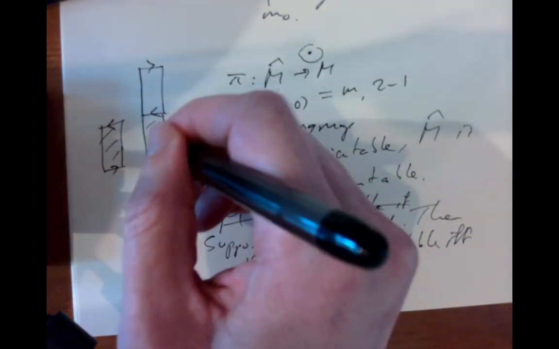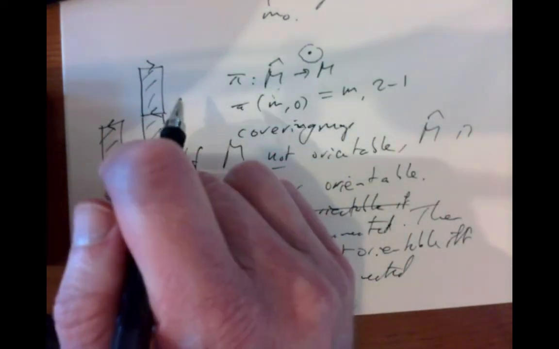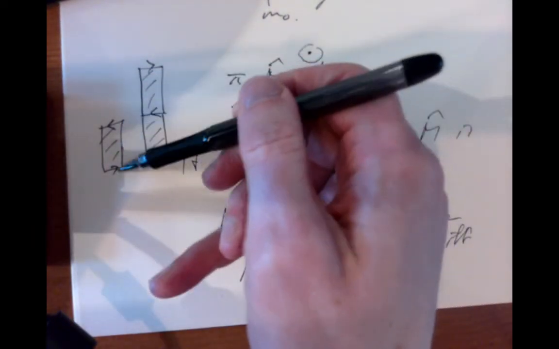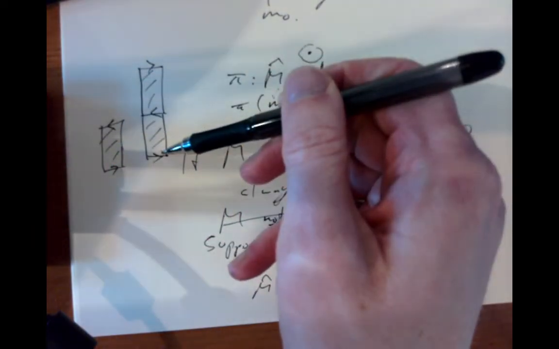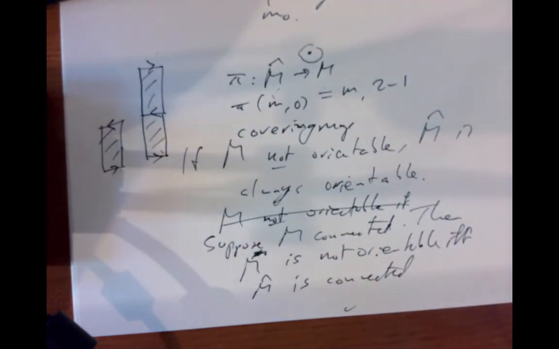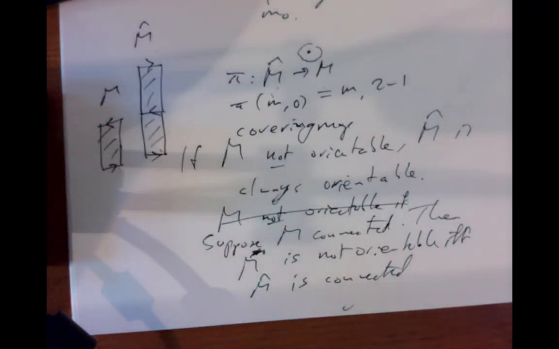And then, of course, if you glue that end to that end, you make the Möbius strip. But if you glue that end to that end, you make a 2-to-1 copy of the Möbius strip, and that'll be the M hat. And that's the M. There's the Möbius strip, and there's its 2-to-1 covering.